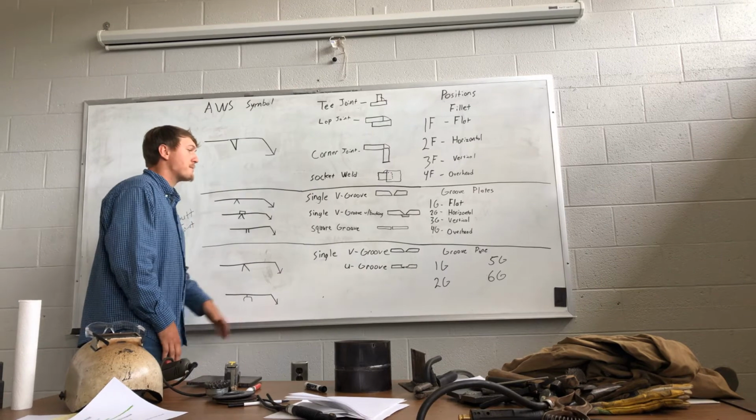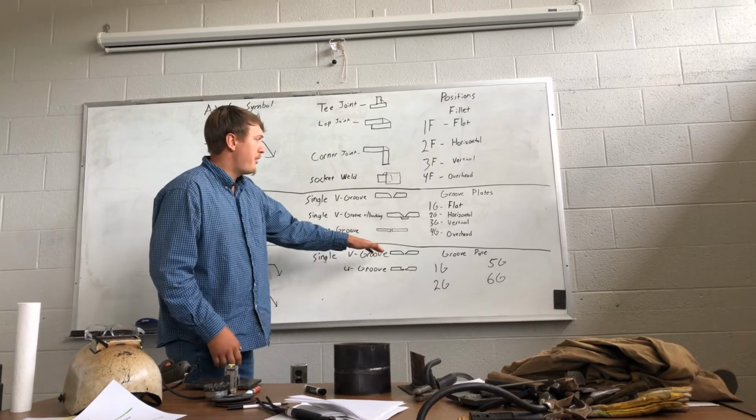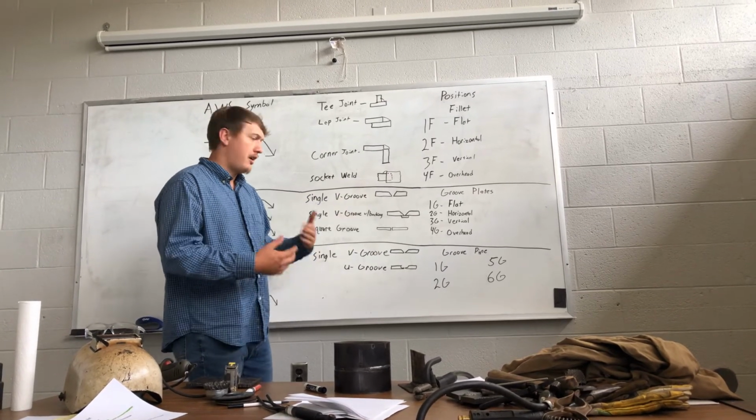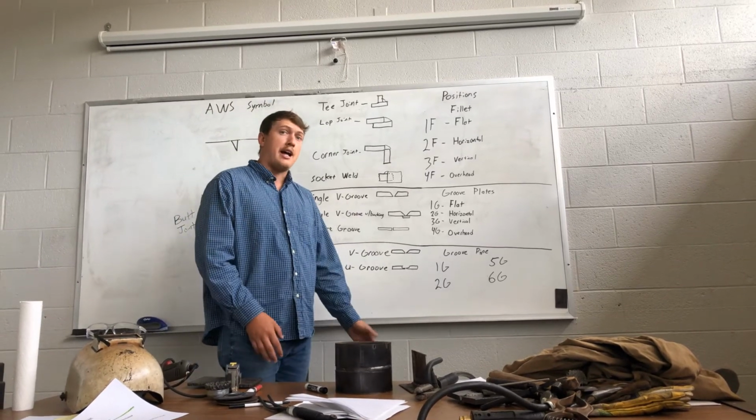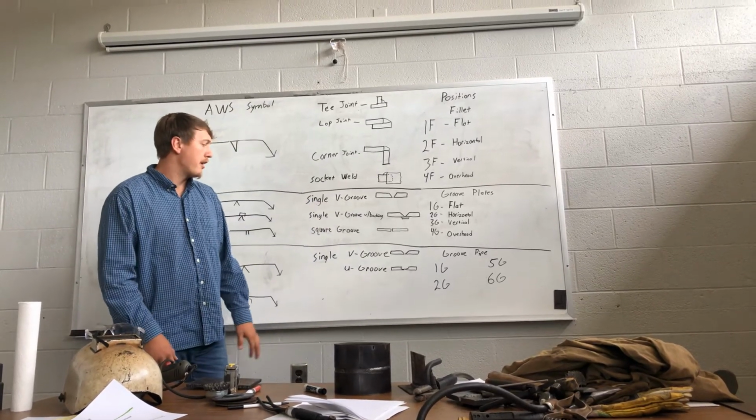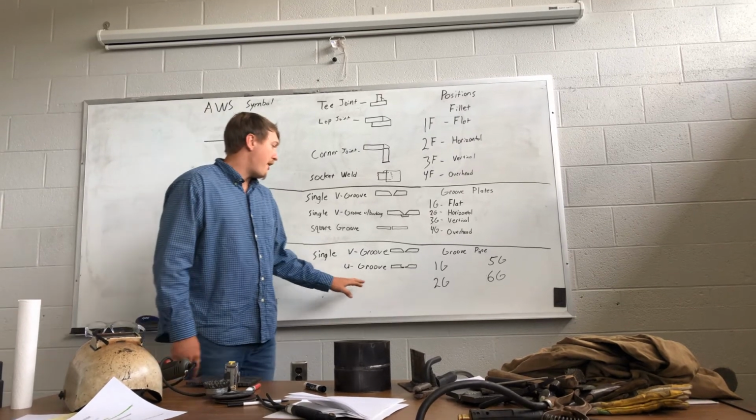So talking about pipes, we have a single V groove, much like on the plates. Again, we call that an open root. Very rare that you ever have a backing inside of a pipe. It's possible, but rare. Then we also have a U groove.